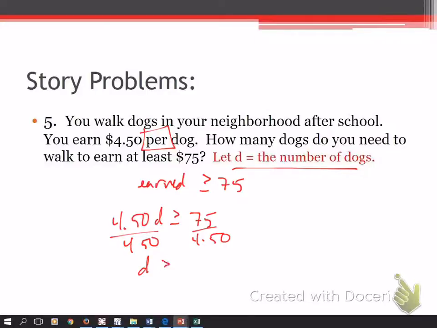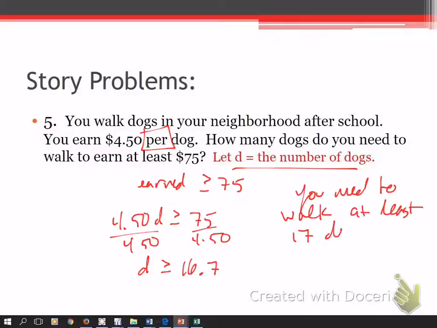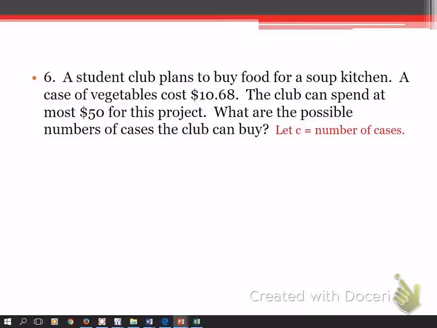And so D becomes greater than or equal to, what, 16.7 when you round it, right? Now, you can't walk 0.7 dogs. So what does this mean? This means that you need to walk at least 17 dogs to get at least $75. Okay? Story problem. There you go.